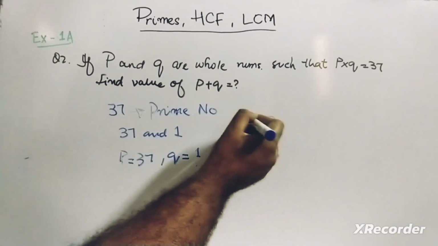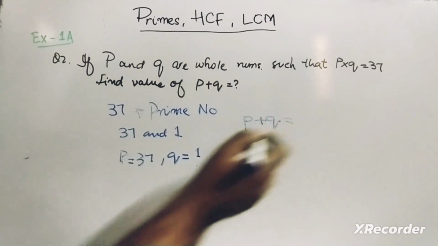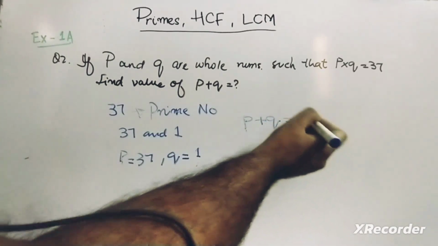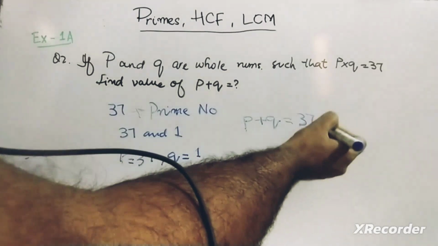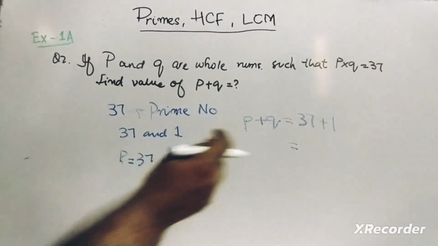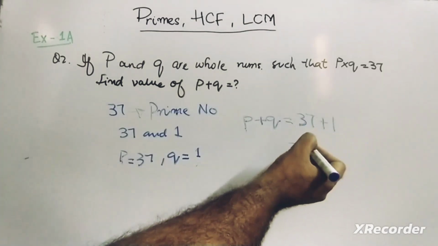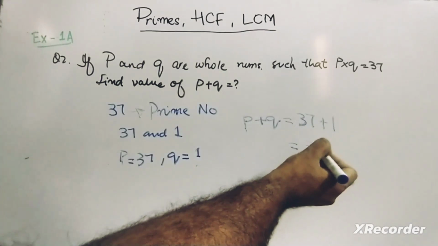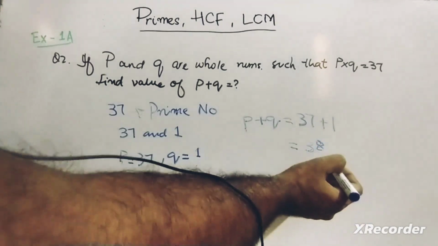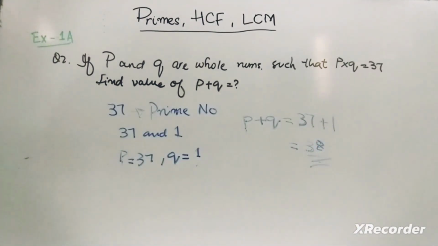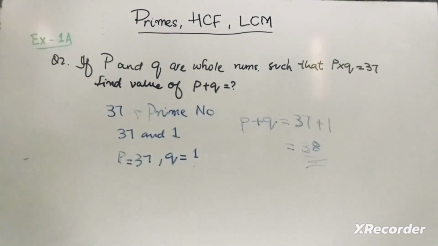P plus Q is equal to, what is P? It is 37, and what is Q? It is 1. So we can say that 37 plus 1 is 38. So P plus Q is 38. That is our answer. Hopefully you understand the initial two questions of exercise 1A.